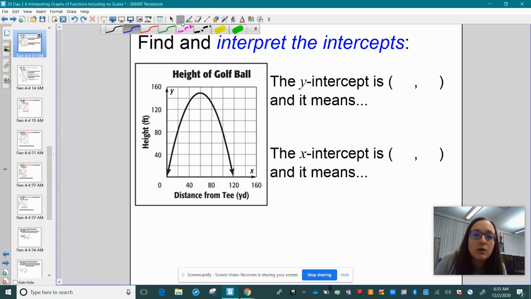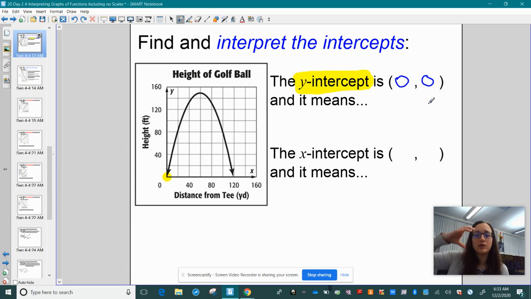So the first one is our y-intercept. So I'm going to use a little highlighter tool. Feel free to highlight or color code or just use pencil. So our y-intercept crosses our y-axis. So we look for where the graph crosses our y-axis. Oh, look, there it is. And actually, what's interesting about this ordered pair is that it is 0, 0. Technically, that's the y-intercept and the x-intercept.